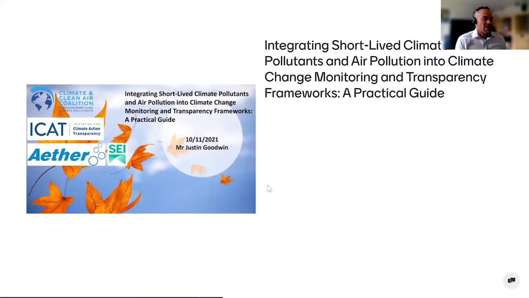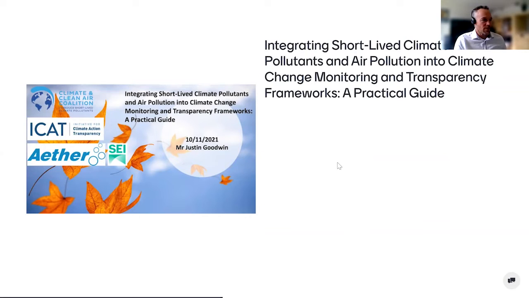So I'm going to go into a little bit of detail now. The background to some of this is this report on integrating short-lived climate pollutants and air pollution into climate change monitoring and transparency frameworks. So this is driven by the climate agenda, but also a collaboration between the Climate Clean Air Coalition to try to understand ways to help policymakers, help analysts understand the impact of activities on atmospheric concentrations of air pollutants and greenhouse gases.